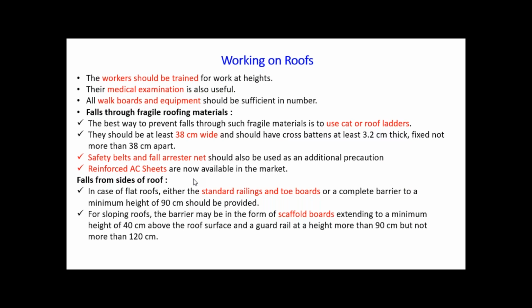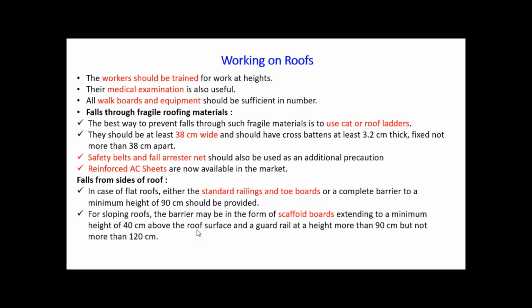There are also specific guidelines for standard railings and toe boards: a complete barrier to a minimum height of 90 centimeters should be provided. On a sloping roof, the barrier may be in the form of scaffold boards extending to a minimum height of 40 centimeters above the roof surface, and the guard rail at a height of more than 90 centimeters but not more than 120 centimeters. So there are different guidelines given in different rules and regulations.